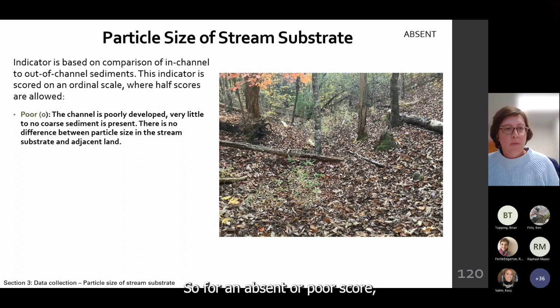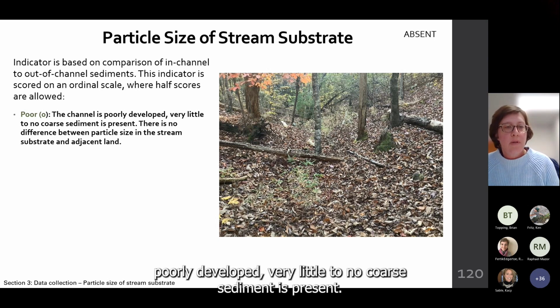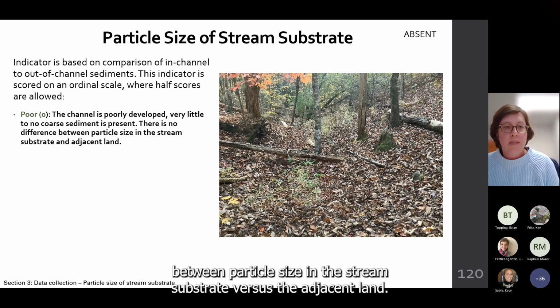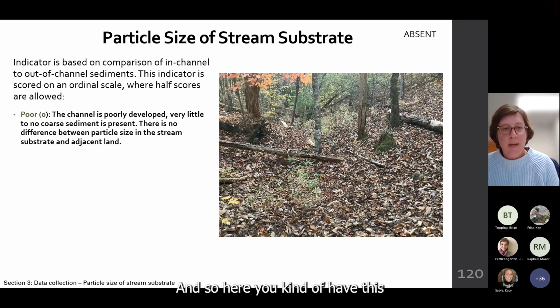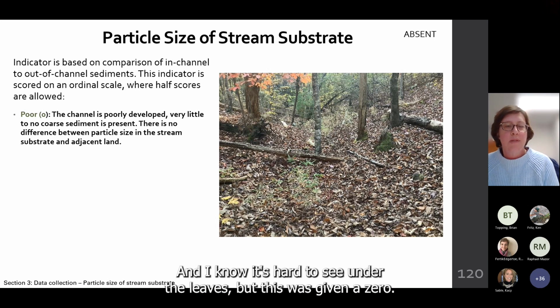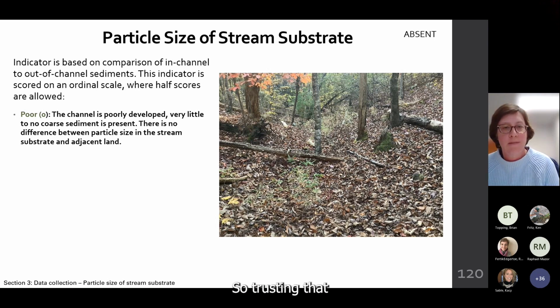So for an absent or poor score, the channel is poorly developed. Very little to no coarse sediment is present. There's no difference between particle size in the stream substrate versus the adjacent land. And so here you have this sort of channel. This is one of our channels here. It's hard to see with all the leaf litter, but everything looks the same. I know it's hard to see under the leaves, but this was given a 0, so trust that it all looks about the same.